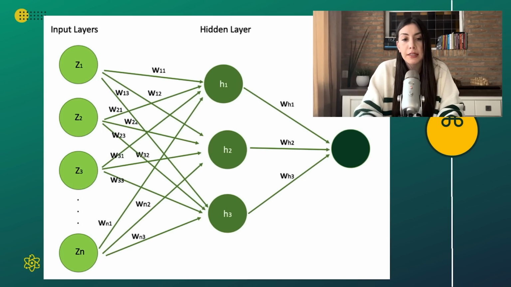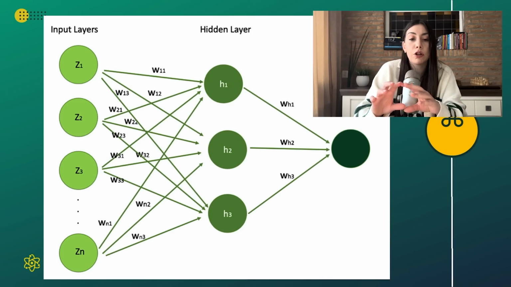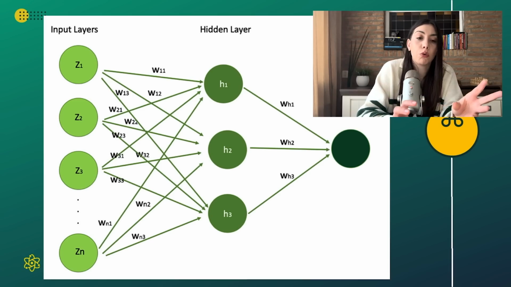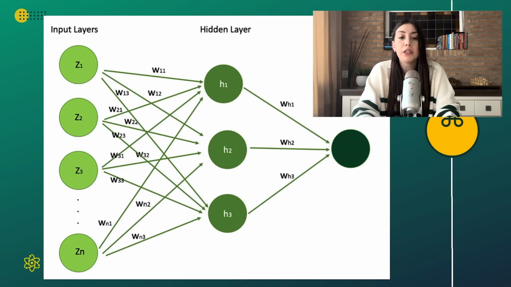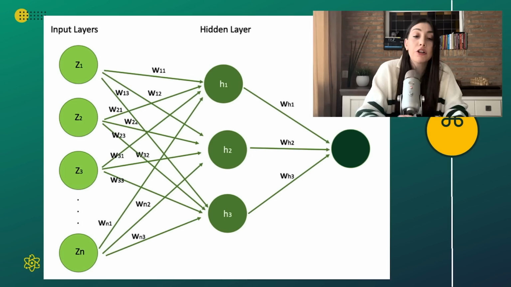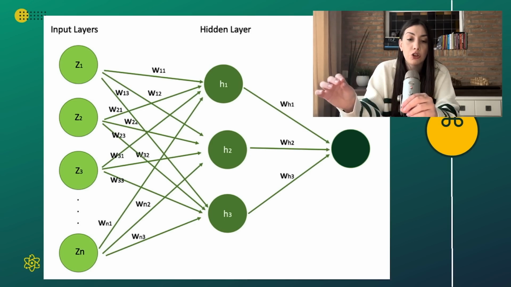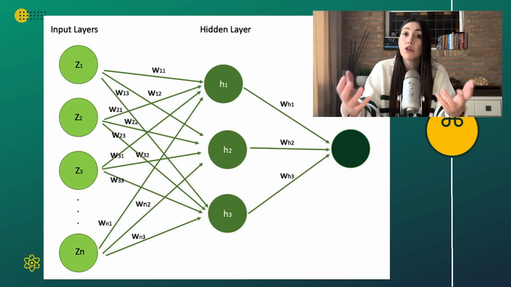Here you can see that W11 goes from Z1 to H1. This is the importance weight that tells the neural network how much attention the input should get when it helps to learn the first hidden unit. So for H1, what is the weight that we need to put on Z1, our first feature? Then we have W12, which describes the amount of weight that we need to put on the first input feature when learning and putting the information into our second hidden unit, H2. So you get the idea.